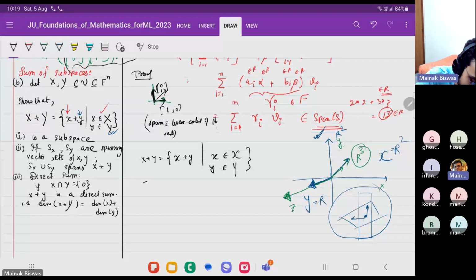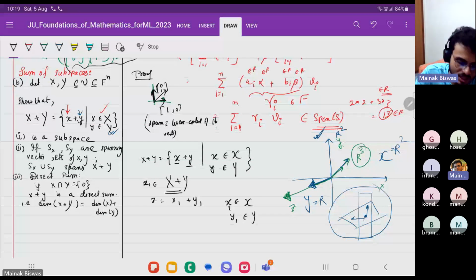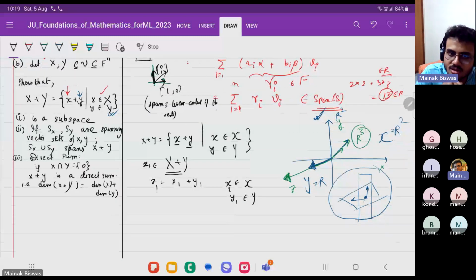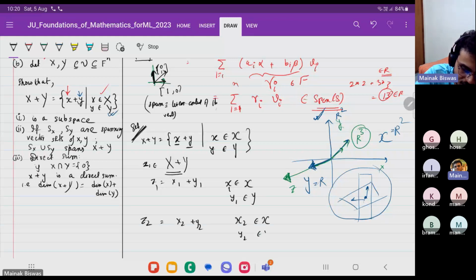So for an element, say z1 belonging to X plus Y, you can write z1 as the sum x1 plus y1. Yes or no? Yes. Is everyone on the same footing? If z1 is in the X plus Y space, there should be two vectors, x1 belonging to X and y1 belonging to Y, right? I should be able to write z1 this way from the very definition of this set. Similarly, if I have z2, I can write x2 plus y2 for some x2 belonging to X and y2 belonging to Y. Yes or no?